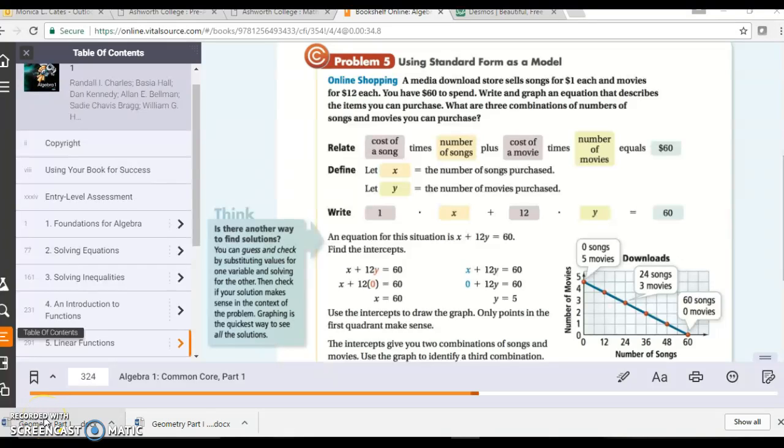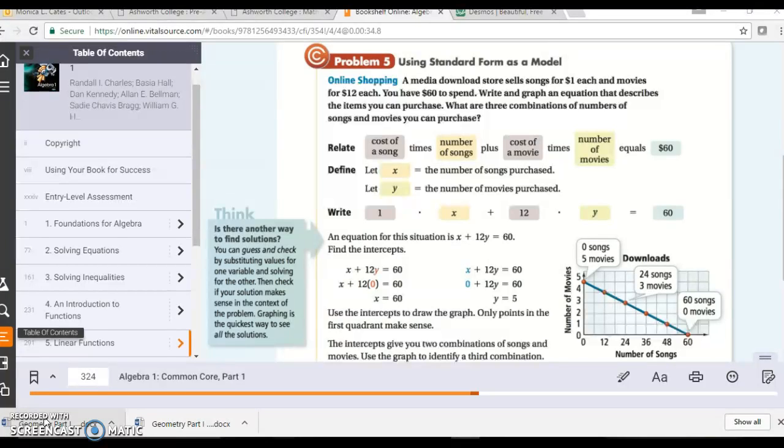We're looking at problem number 5. It says using standard form as a model. We're looking at online shopping. It says a media download store sells songs for $1 each and movies for $12 each. You have $60 to spend. Write and graph an equation that describes the items you can purchase. What are 3 combinations of numbers of songs and movies you can purchase?